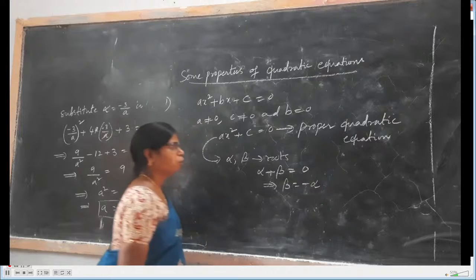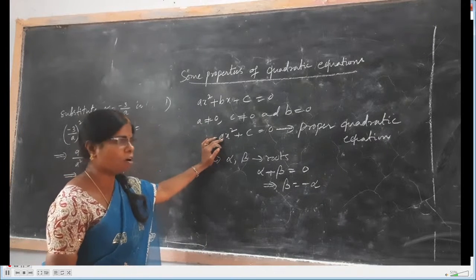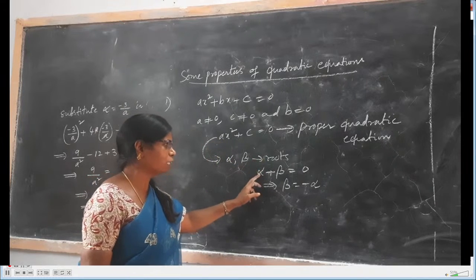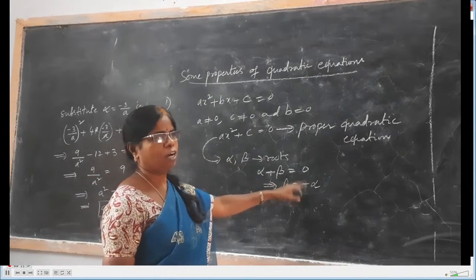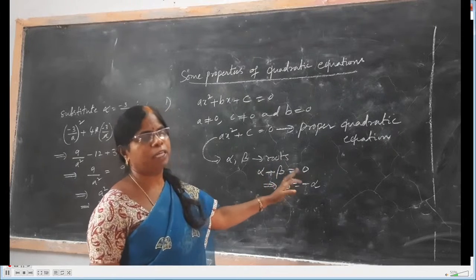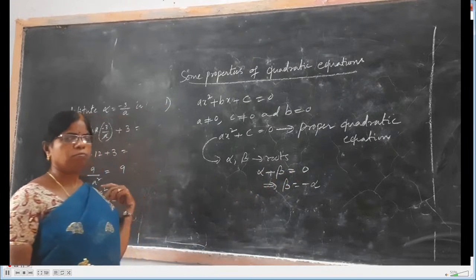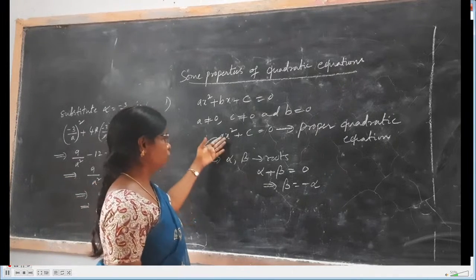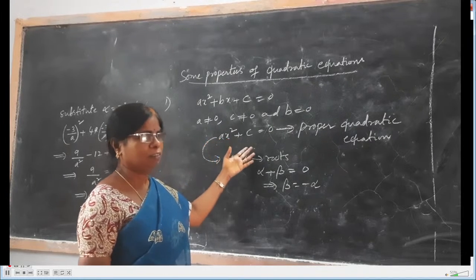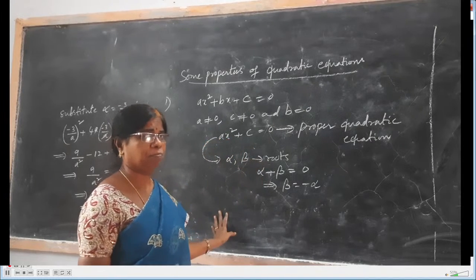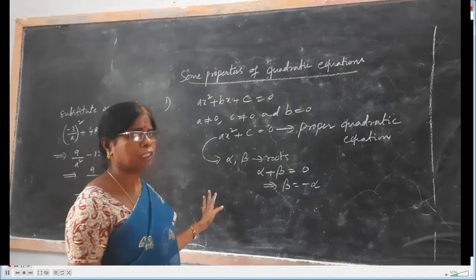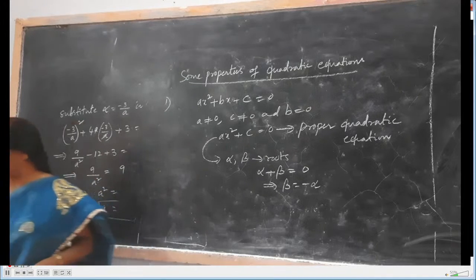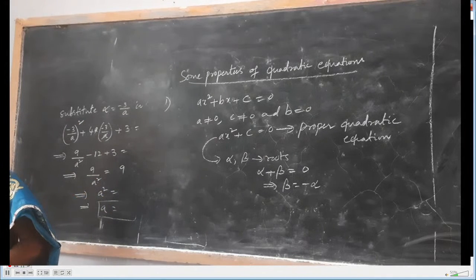That means the roots of this quadratic equation are opposite in sign. They are alpha, one, and beta is minus alpha. Alpha and beta, alpha and minus alpha. That means the two roots of this quadratic equation are equal but opposite in sign. That you have to remember. We observe like this. Next one.